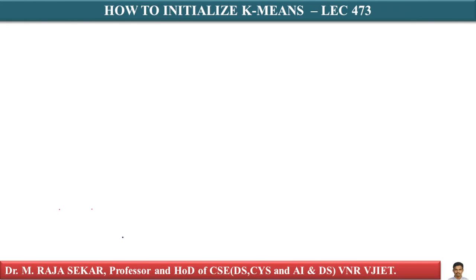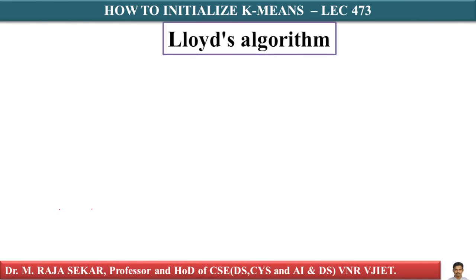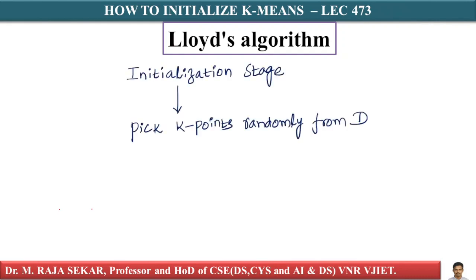In this lecture, we will try to understand how to initialize K means. In Lloyd's algorithm for K means, the first step is the initialization stage. In the previous lecture, we showed that we can do random initialization, where we pick k points randomly from dataset D and make these k points the k centroids C1, C2, and so on up to Ck. This is called the random initialization scheme.